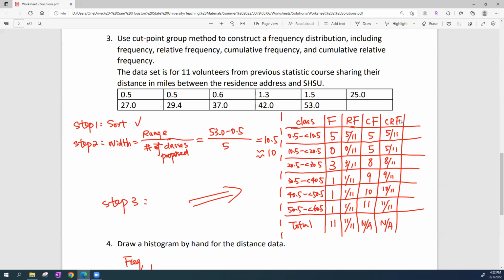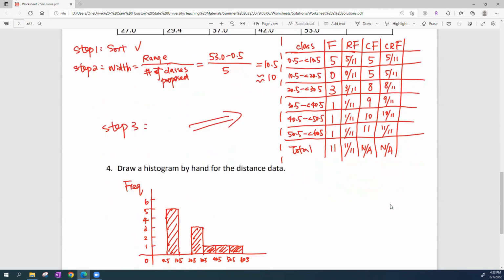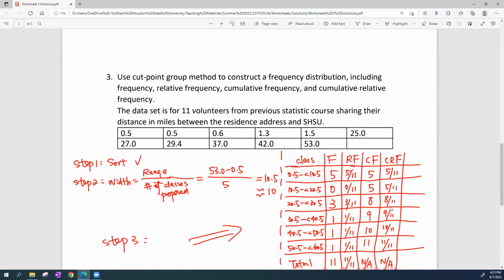And then cumulative relative frequency is just the cumulative frequency divided by the total. So 5 over 11, 5 over 11, 8 over 11, up to 11 over 11. And again, for cumulative relative frequency, the last number is 100%, because that's everything. Okay, that's question number 3.